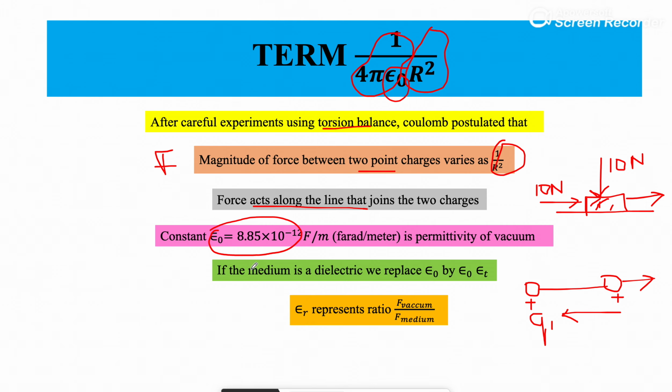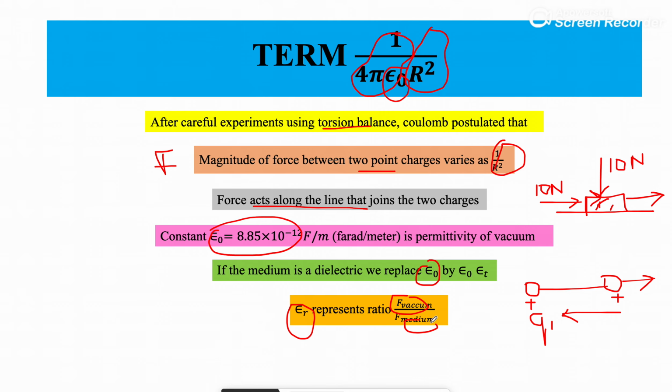Then we need to replace epsilon naught with epsilon naught R. Epsilon naught R represents the ratio of force in vacuum, that is when two charges are placed in vacuum, to the force between the two charges placed inside a medium.